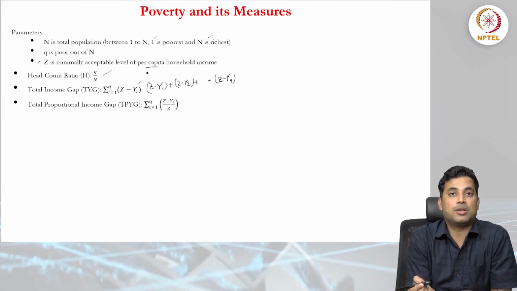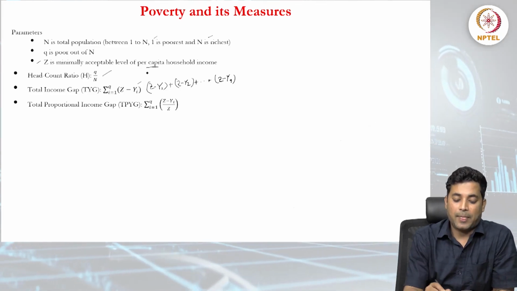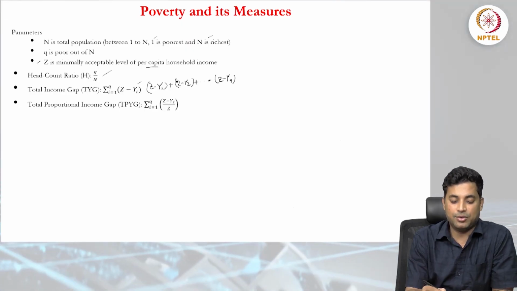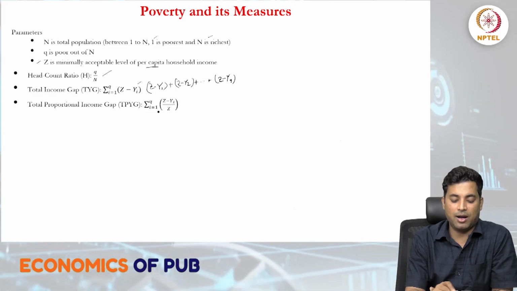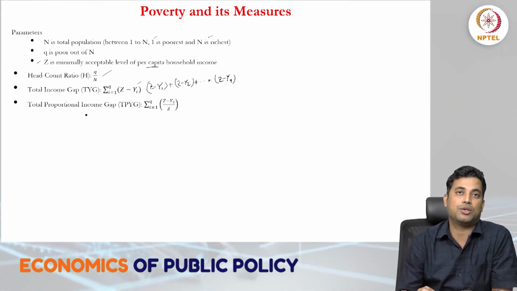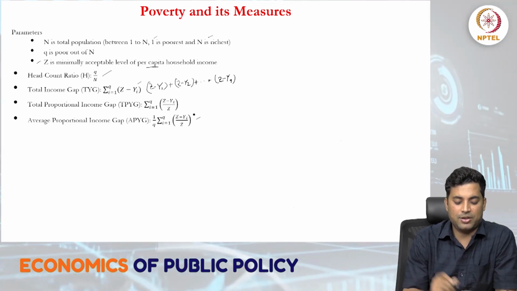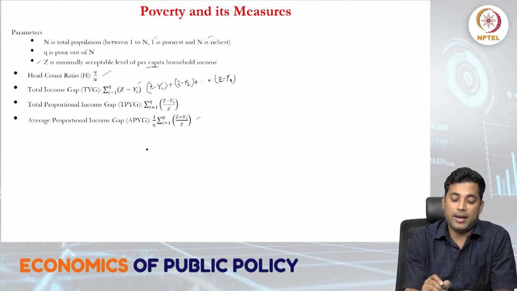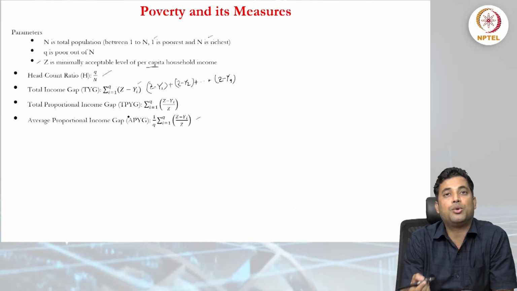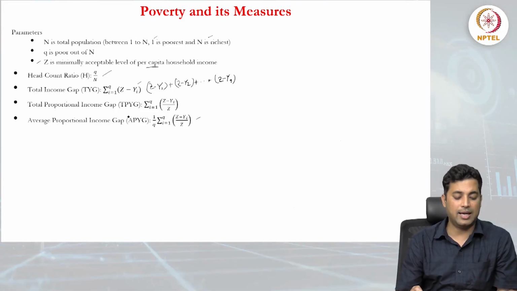Now the total proportional income gap is also very important to standardize this gap, and here it is Z minus Y divided by Z. This is how we standardize. We are still trying to understand the total income gap, but this is the proportional total income gap. Then we also need the average proportional income gap, which is the total proportional income gap divided by the total number of households which are poor. So this is the average proportional income gap.